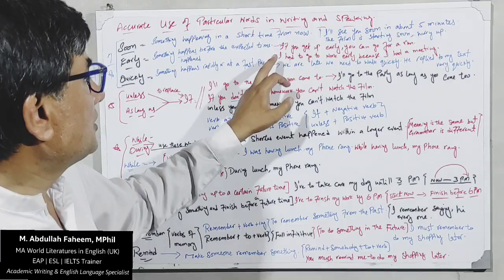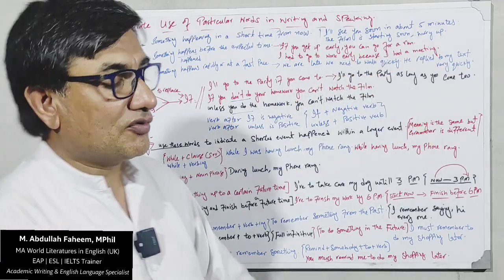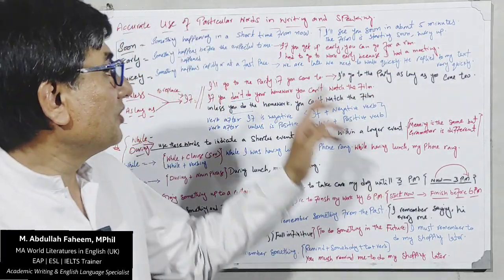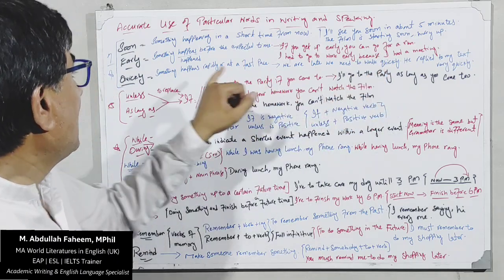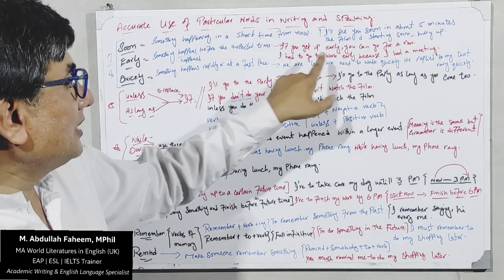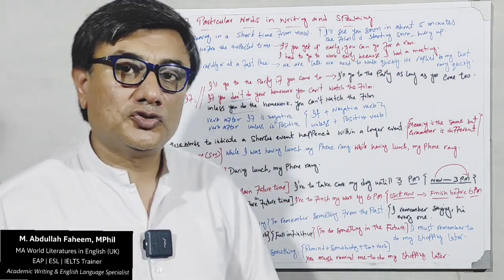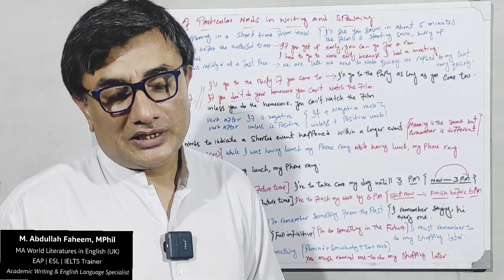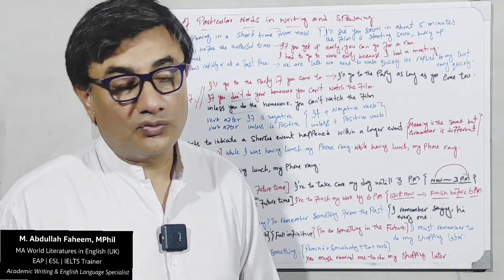So how can we use this in a sentence? If you get up early, you can go for a walk. So it's just like that. If you get up early, you can go for a walk. So early, if you get up early, this means not at a usual time, but early. So this means you may have time, and then you can go for a walk.